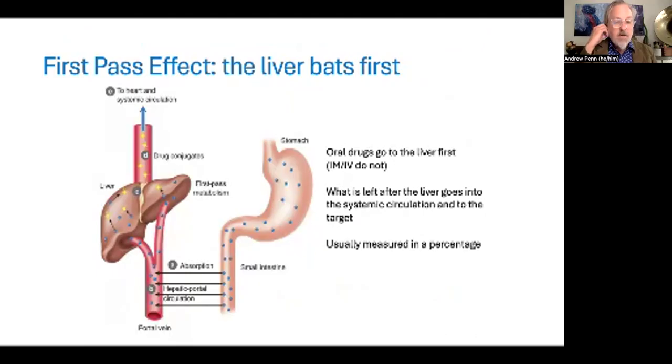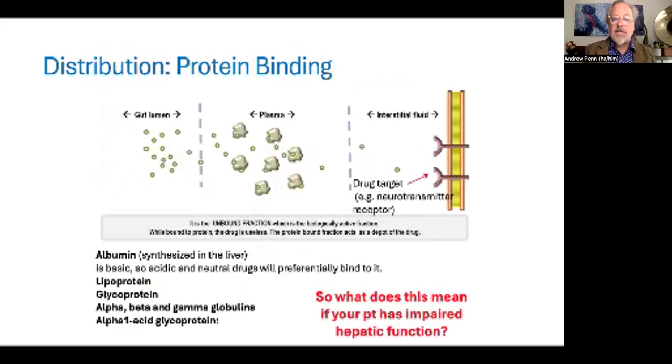So when we think about drugs being absorbed, in this case from the stomach into the portal vein, up into the liver and then out into the vena cava, this is known as the first pass effect or first pass metabolism, and it's typically measured in a percentage. If a drug is 70% first pass metabolized, that means that 70% of the total absorbed amount of the drug is removed by the liver before it ever begins to circulate around the body.